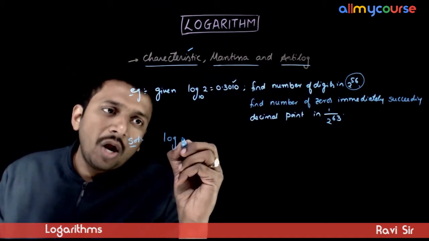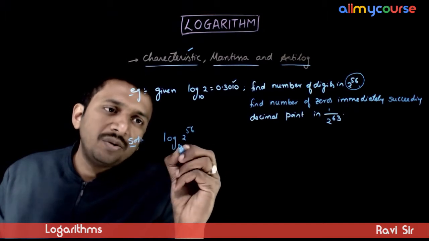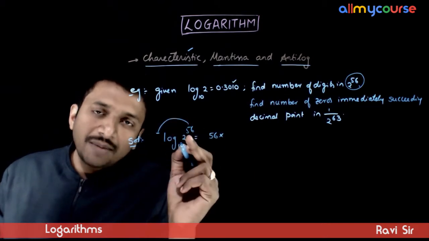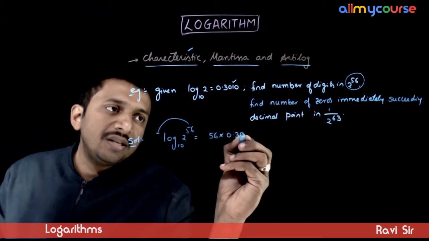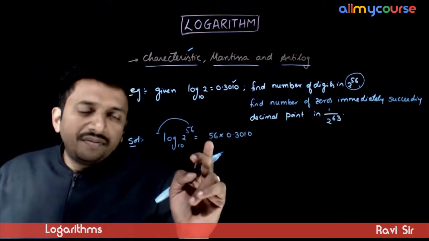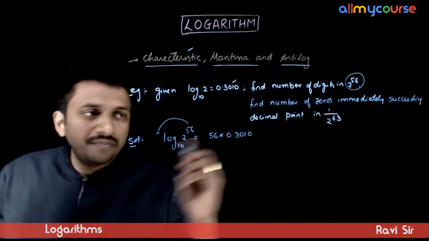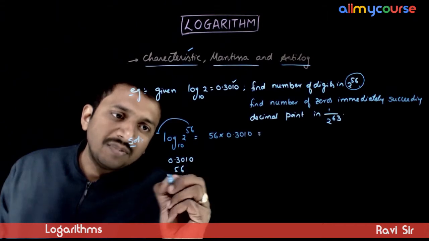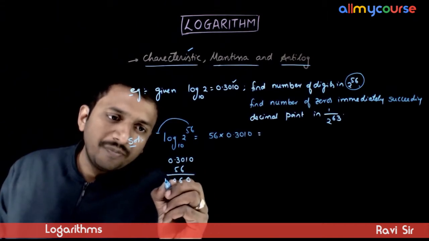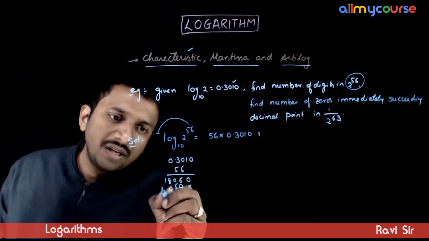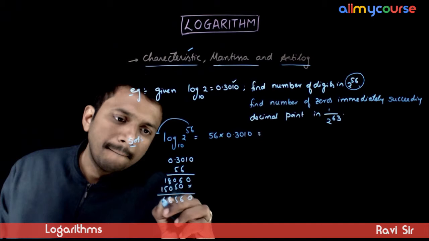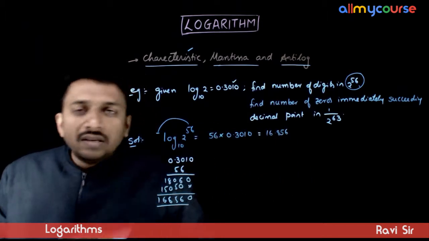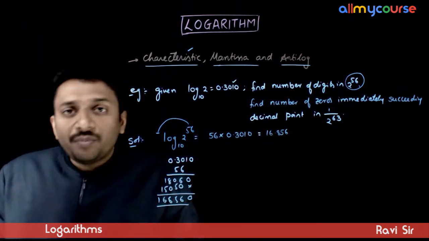So first we'll calculate log 2 power 56 to the base 10. This is nothing but 56 times, this power goes outside, 56 times log 2 to the base 10, which is 0.3010. So 56 times 0.3010. You just need to multiply these two. 0.3010 times 56 gives 16.856. So the value of this logarithm is 16.856.